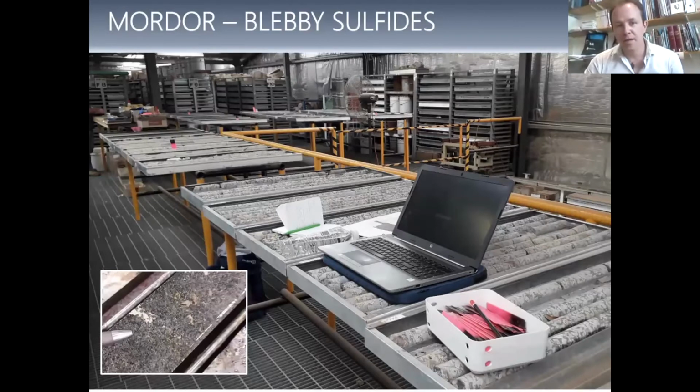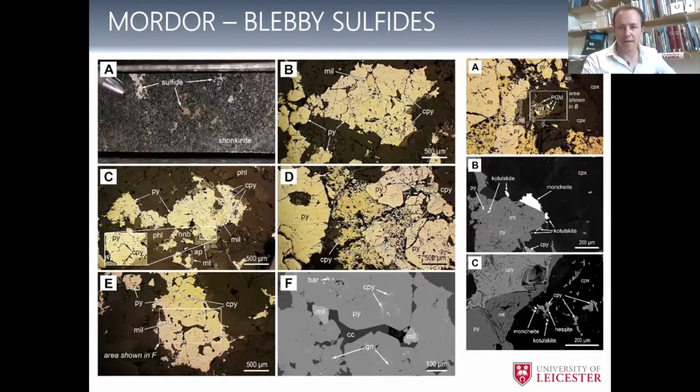The Northern Territory Geological Survey have all the core of this, so we went and spent a few days examining and sampling that, and we see these blebby sulfides again, and they're exactly like those ones from Scotland. The pyrite and chalcopyrite in centimetre scale, with a little bit of millerite, not much nickel, and some PGE tellurides as well.